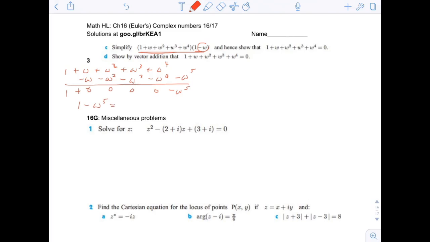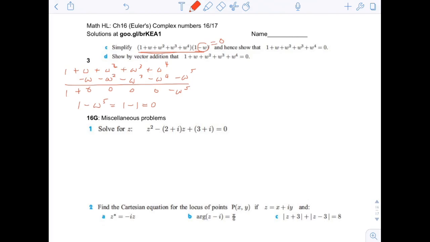And if we figure out what that is, actually omega to the fifth, remember, omega is the fifth root of unity. So omega to the fifth is unity. So it's 1 minus 1 equals 0, right? So this big expression is actually equal to 0.